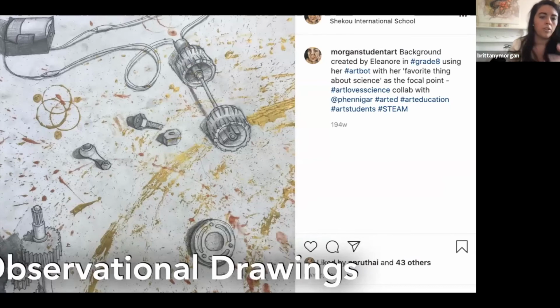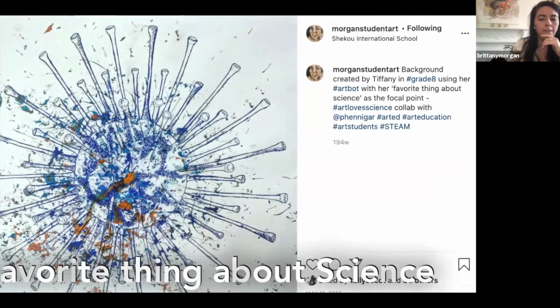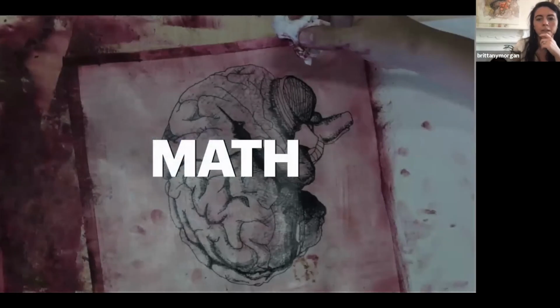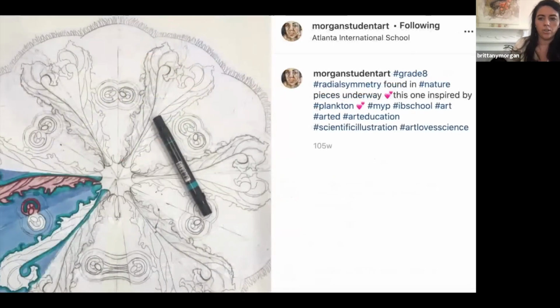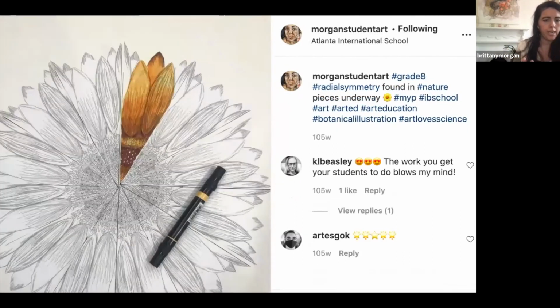So this student chose just to draw the pieces of their art bot on top of that, or like we discussed before, having their favorite thing about science. So math, there are some obvious connections. Obviously, people think of Escher and his work, or tessellations, things like that. But we spent a large majority of a semester last year just looking at the radial symmetry found in nature and creating pieces from that.